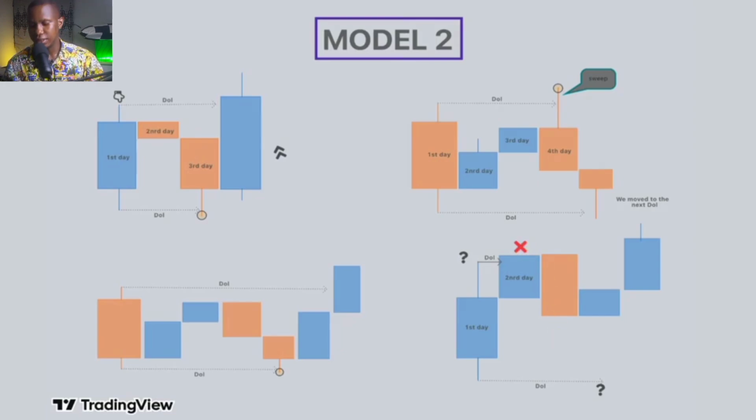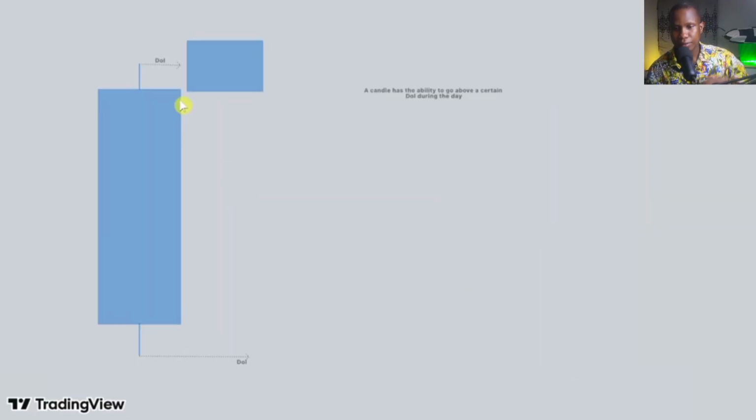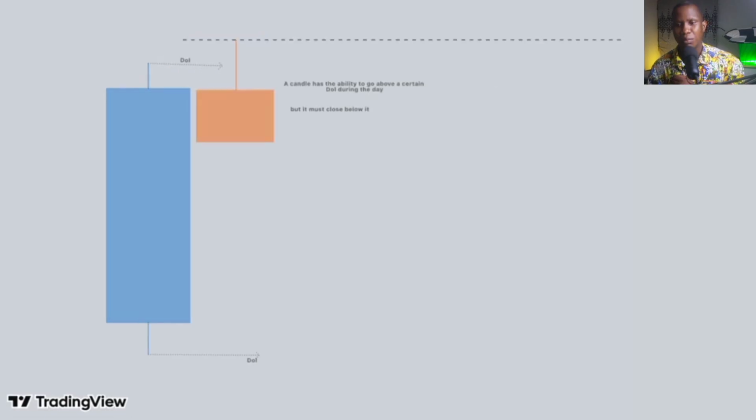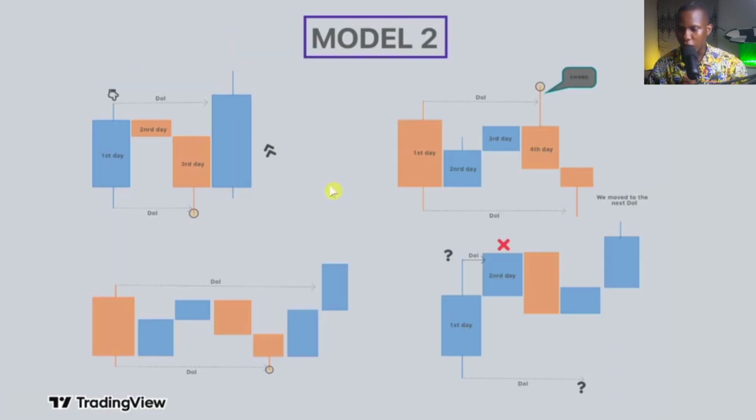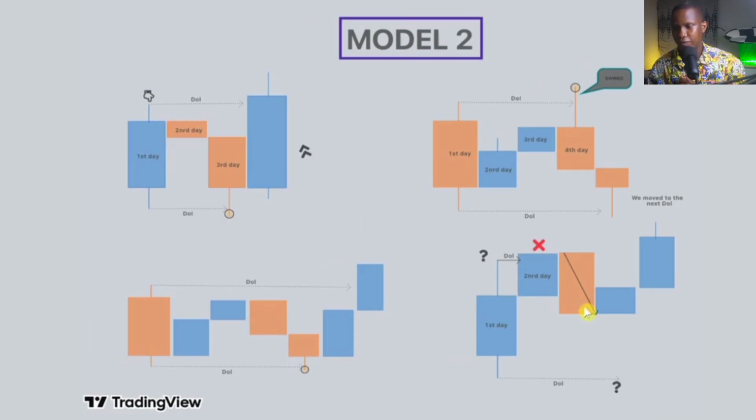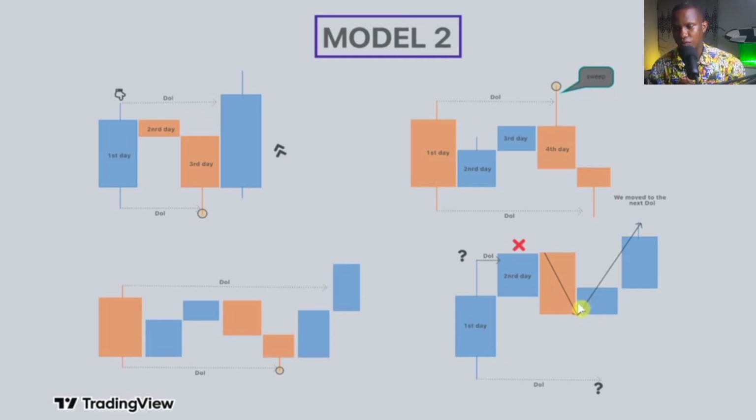I want you guys to understand this. During the day, a candle has the ability to go above a certain draw on liquidity, but it mustn't close above it. You want it to close below this draw on liquidity, and that is why this trade moved down here and moved up.